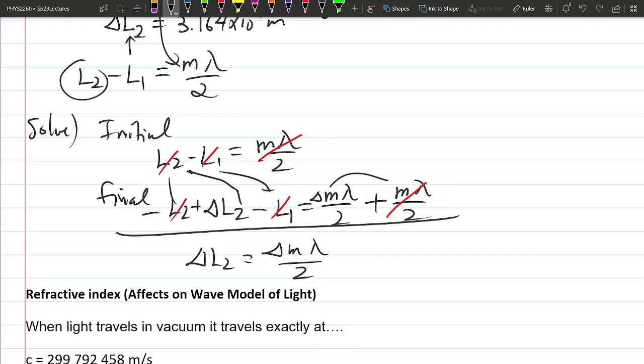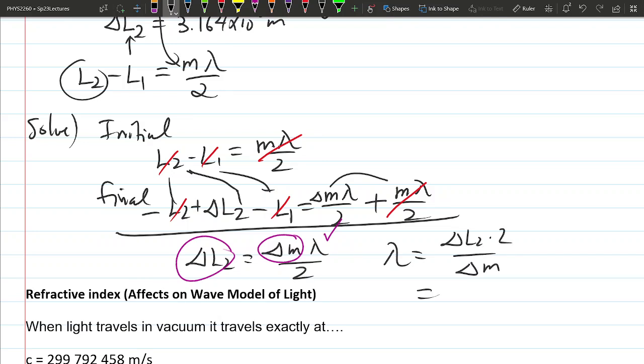You can do a substitution if you want, but I think subtracting the two equations is nice, right? And therefore, if we want to solve for the wavelength, this is what we want. We know what delta m is. We know what delta L is. So we solve this equation for lambda. Lambda is just going to be delta L2 times 2 divided by delta m.